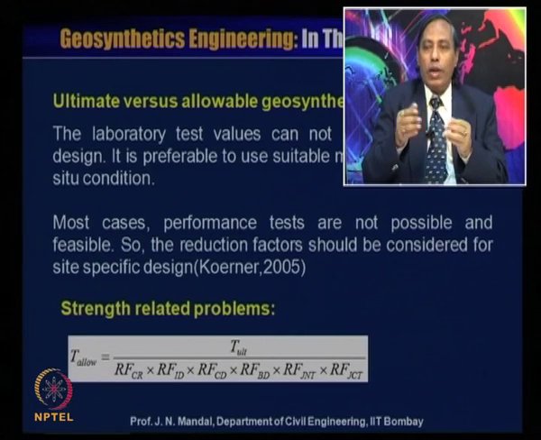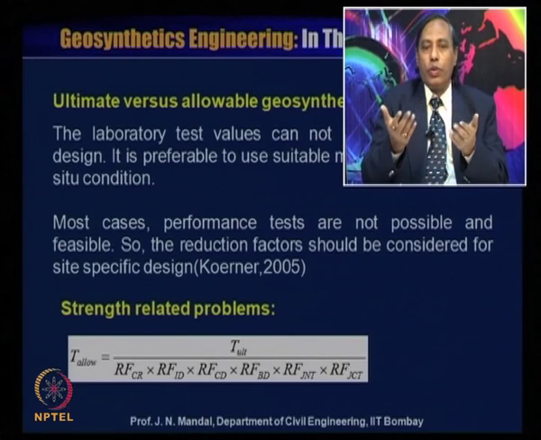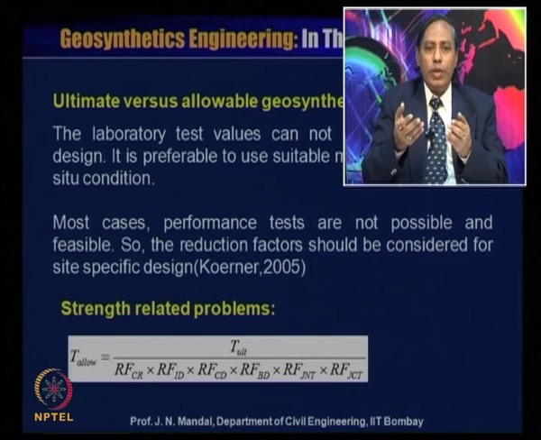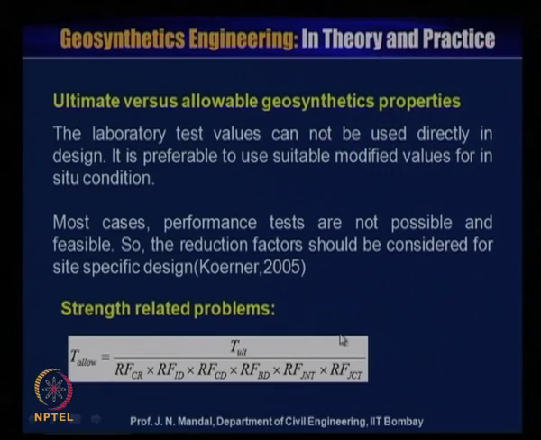So far, whatever tests we have performed are for the strength-related problem and also the flow-related problem. I will show a few slides on the strength-related problem, and how we can calculate the T allowable value. T allowable will be equal to T ultimate divided by all these reduction factors: RFCR, RFID, RFCD, RFBD, RFJNT, RFJC. These factors have to be considered for the design.